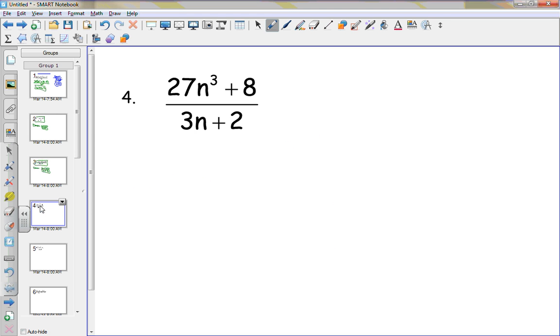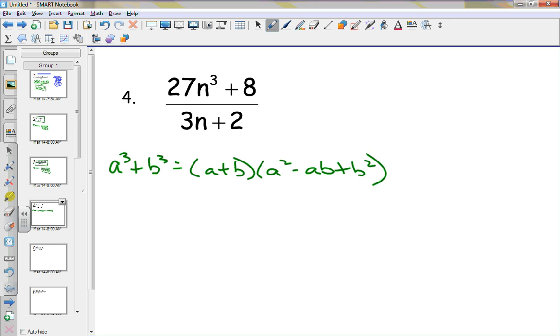Number 4, 27n cubed plus 8 divided by 3n plus 2. This is the formula I talked about yesterday, the sum of cubes. I said that a cubed plus b cubed is equal to a plus b times a squared minus ab plus b squared. And I said in order to use this formula, a had to be a perfect cube. In other words, is 27 a perfect cube?